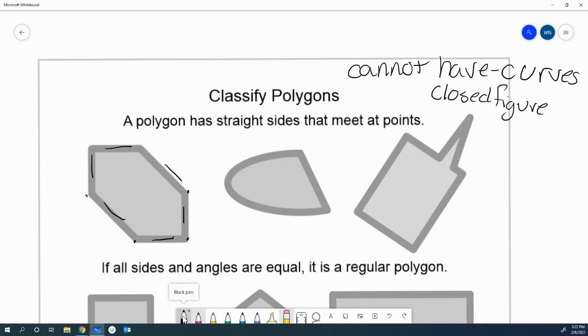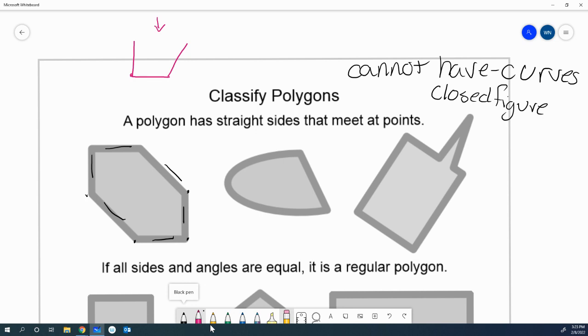And what I mean by closed figure, I guess I should draw you an example, is let's say I had a figure that looks like that. Let's make that straight. That's not straight either. Straight lines are my nemesis. Looks like that. So this would not be a polygon, even though it has straight sides that meet at points. It is not a closed figure. There isn't that top line there, so it's not a polygon.